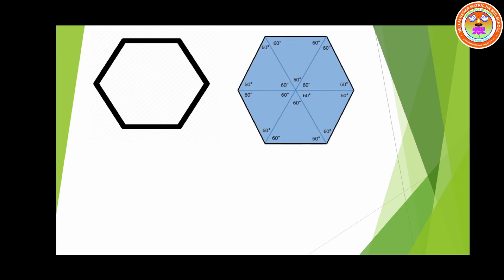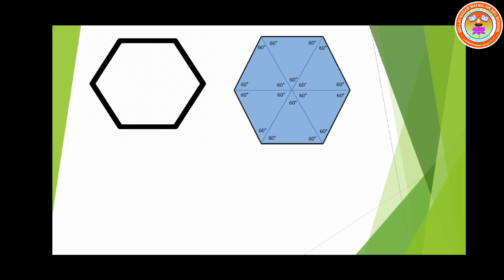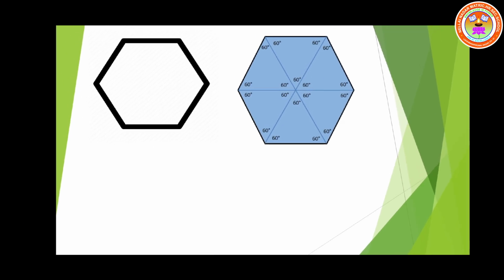Now we have the regular hexagon. For this regular hexagon, we are going to find the angles using an equilateral triangle. First I am going to take this regular hexagon and divide it into 6 equilateral triangles. Can you look at this? When you look at this, you have 6 equilateral triangles, and since we know that all the 3 angles in an equilateral triangle will be 60 degrees, I have marked the angles for each of the equilateral triangles.